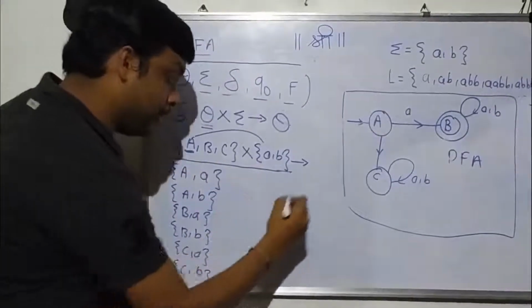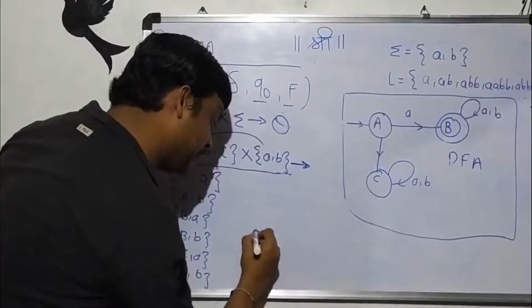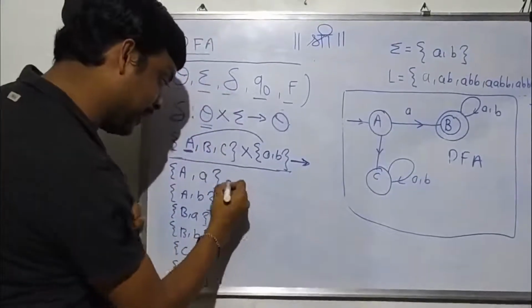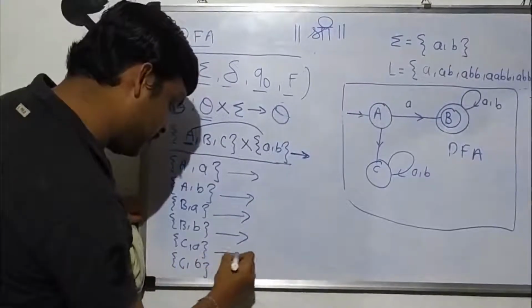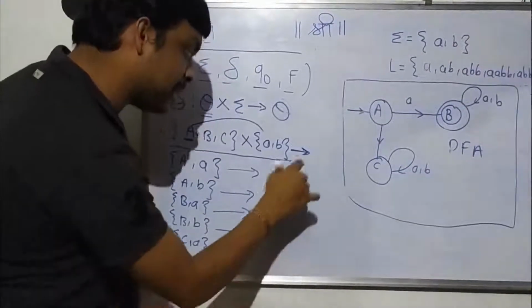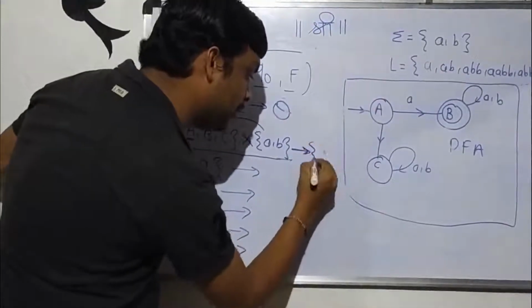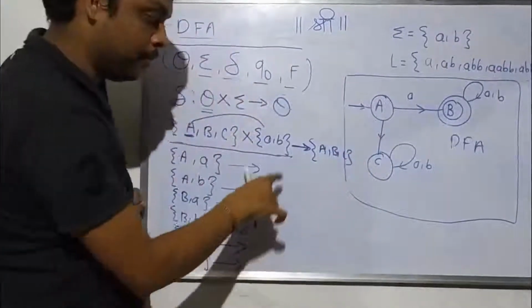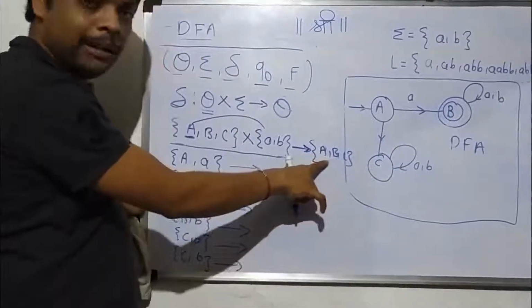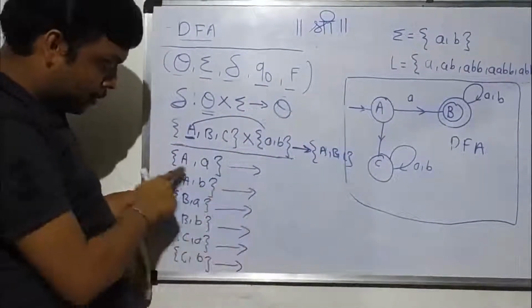And on the right side, what do they mention? On the right side there must be Q. And Q means here again A comma B comma C, meaning one of the three values must be present. So how do we find out the right side of this?